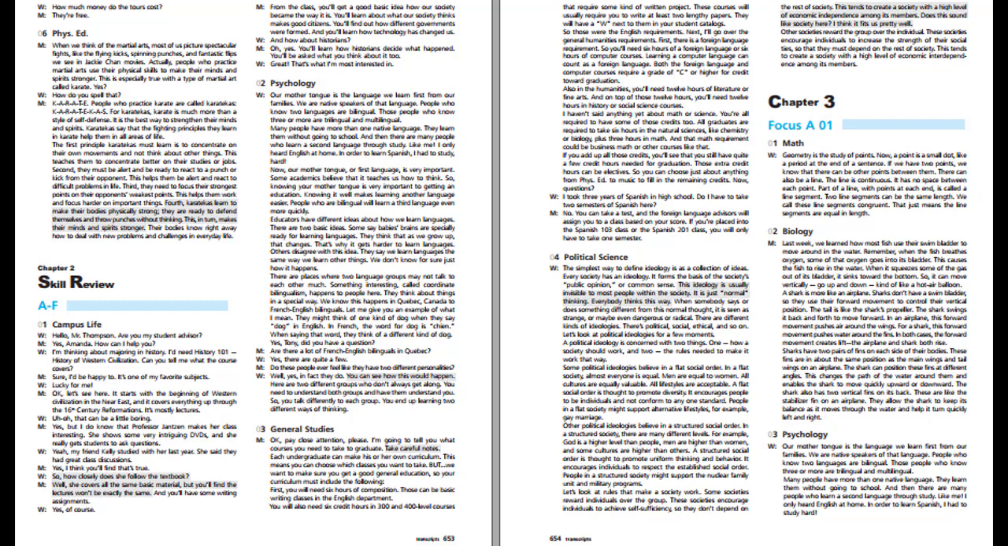Two. Biology. Last week, we learned how most fish use their swim bladder to move around in the water. Remember, when the fish breathes oxygen, some of that oxygen goes into its bladder? This causes the fish to rise in the water. When it squeezes some of the gas out of its bladder, it sinks toward the bottom. So it can move vertically, go up and down, kind of like a hot air balloon.